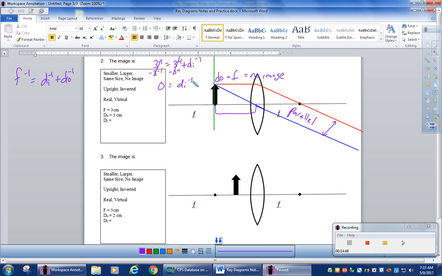So this is going to, again, any time that the object is located at the focal point, will automatically provide us with no image. So I can't say that it's upright or inverted. I can't say that it's real or virtual. It's not present.